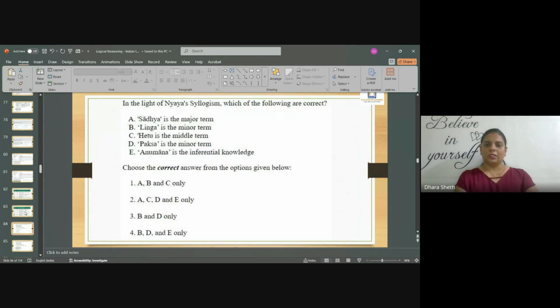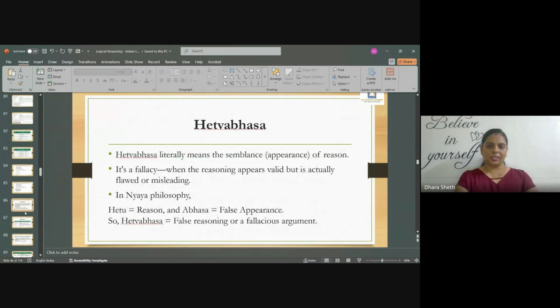Next, this was something that we already discussed. Now let's start with Hetvabhasa. Okay. Hetvabhasa literally means semblance or appearance of reason. Hetu is the reason, Abhasa is false appearance. So when you feel that the reason is there, but it is false appearance, it is Abhasa of Hetu. The Hetu is not really there. The inference is not correct. It is a fallacy. That is Hetvabhasa, false reasoning or fallacious argument.